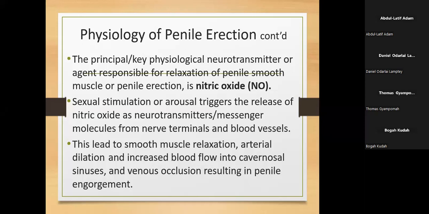Now, there are what you call neurotransmitters when you deal with the neurons. You have what you call neurotransmitters or messengers. Now, when there is sexual stimulation, which will actually lead to the erection, the neurons are stimulated to produce nitric oxide.